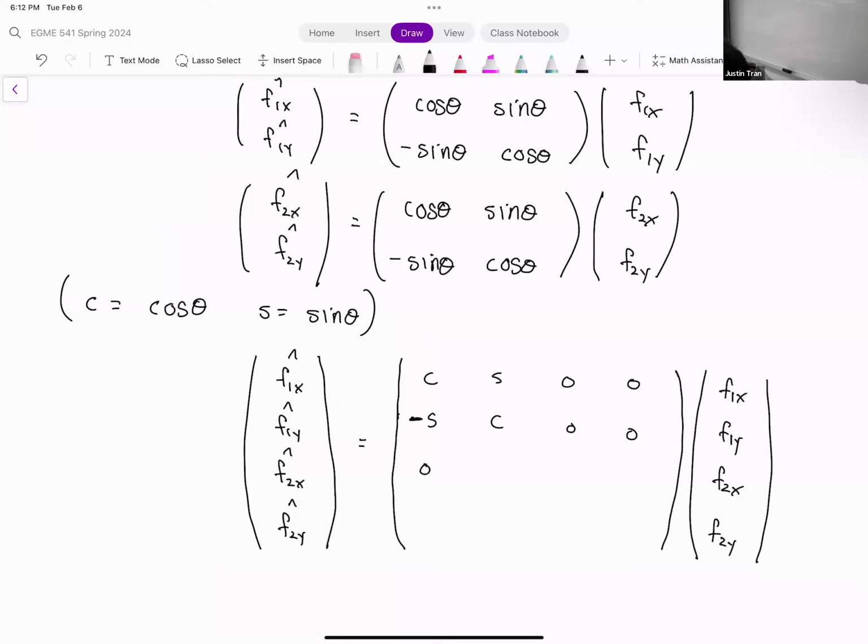So continuing with this, we have 0, 0, 0, 0, and then we're going to have the same kind of cosine sine pattern in the bottom right here. So cosine, sine, minus sine, and cosine.